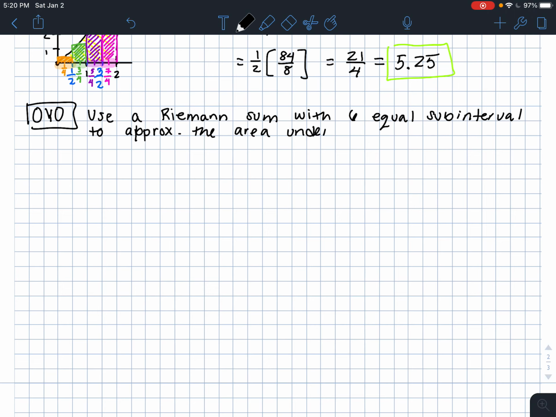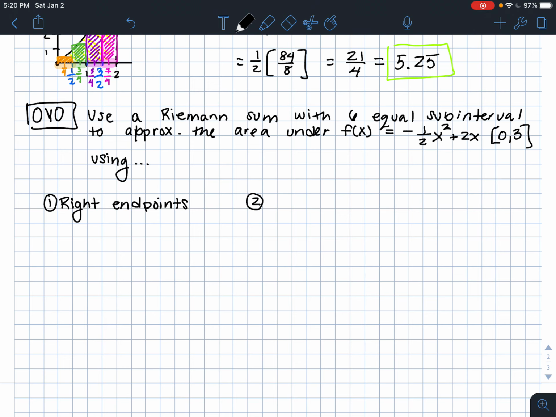To approximate the area under the curve of f of x equaling negative 1/2 x squared plus 2x. And you're going to look at that over the region from 0 to 3. Again, you're going to do this 3 different ways. You're going to approximate using the right endpoints, the left endpoints, and the midpoints. You can leave your answers as decimals or as fractions, whatever you prefer here.